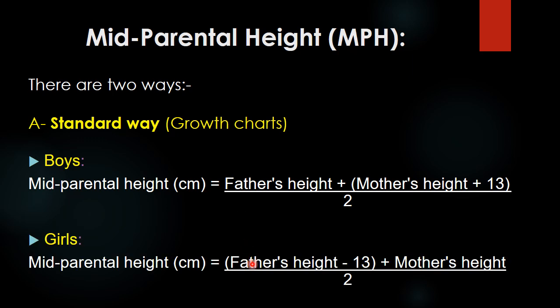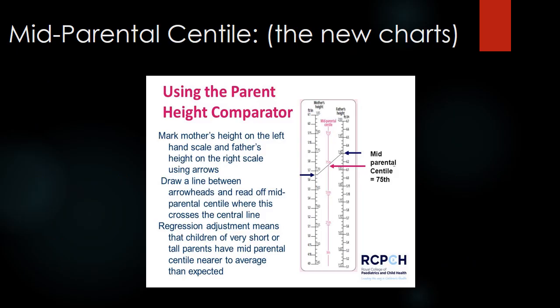And for girls, again we take average of mother and father's height, but here we subtract 13 from father's height before taking the average to get the mid-parental height for the girls. This is another way of calculating mid-parental centile.